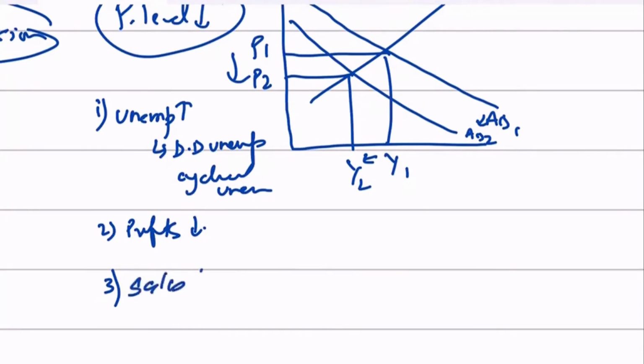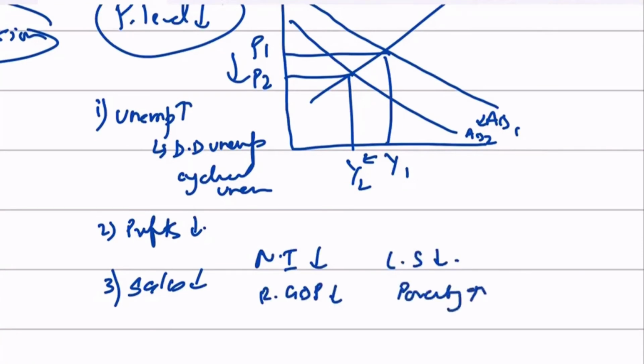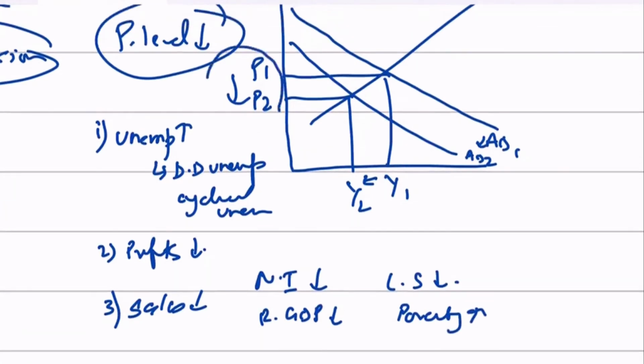So sales are falling, profits are going down, unemployment is going up, your national income is going down, your real GDP is going down, your living standards are obviously falling, and your poverty levels will obviously rise. So these are all the negative consequences that may happen because of deflation. So we shouldn't be misguided by the fact that just because prices are falling or things are getting cheaper, it is an indication that the economy will grow and people will start buying goods.